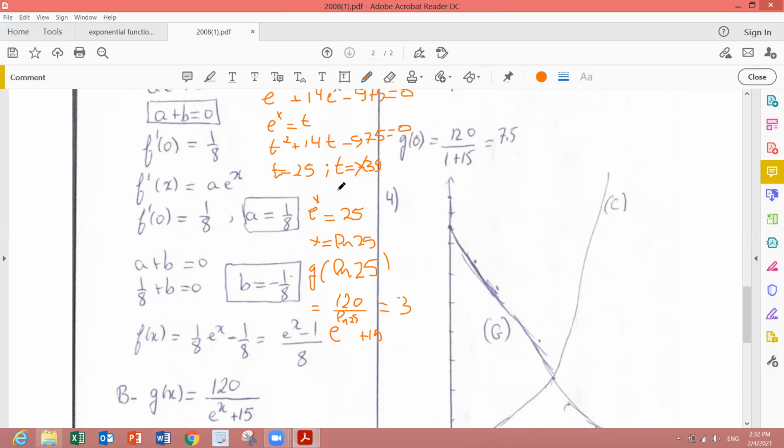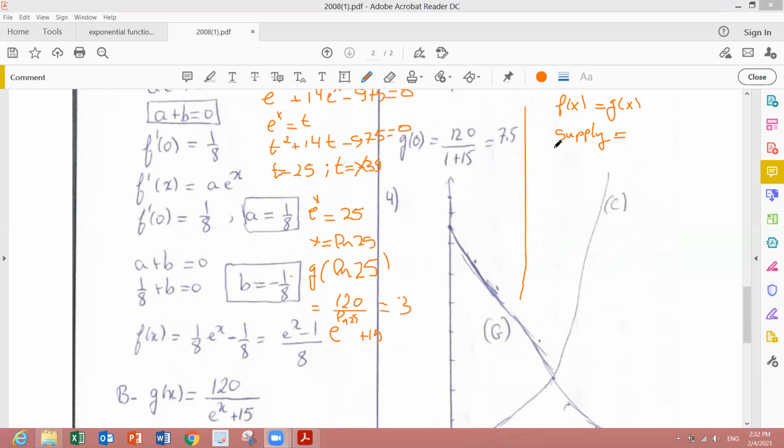What is the economical interpretation of alpha and g alpha? Let fx equal gx. Supply equals demand. What do we call this point where supply equals demand?